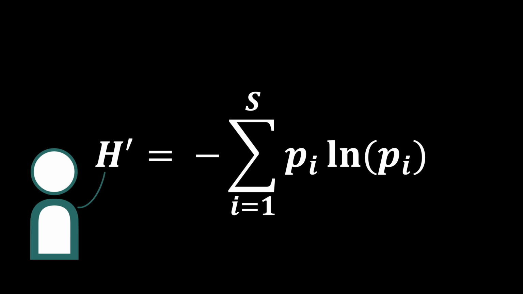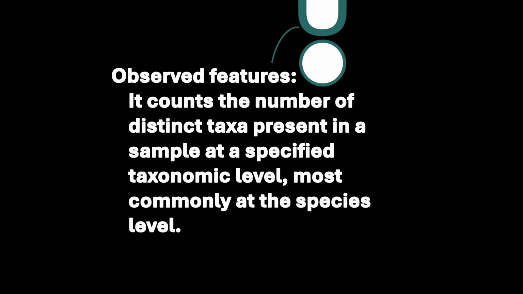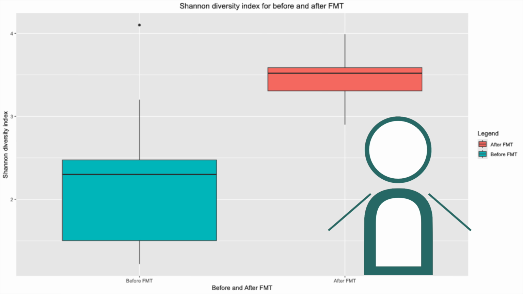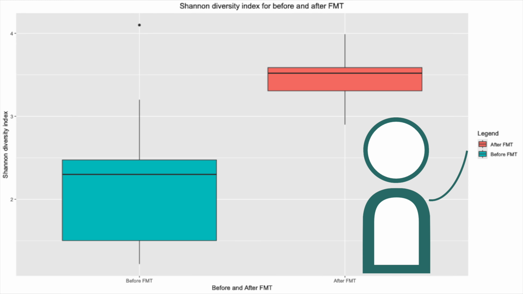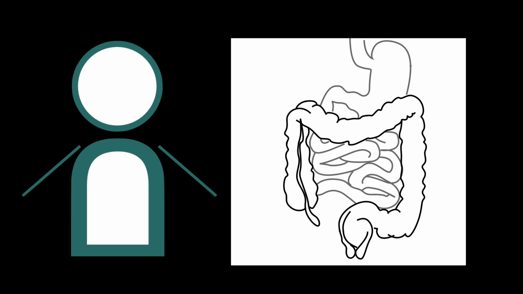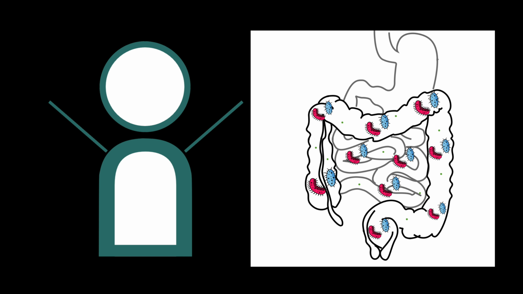So, for the statistical and analytical side of things, the researchers use the Shannon index or observed features to calculate this diversity, and a lot of research has indicated that successful FMTs show a significant increase in Shannon diversity, meaning a more stable, healthy gut ecosystem. But it's not about having more bacteria, it's about having the right bacteria.